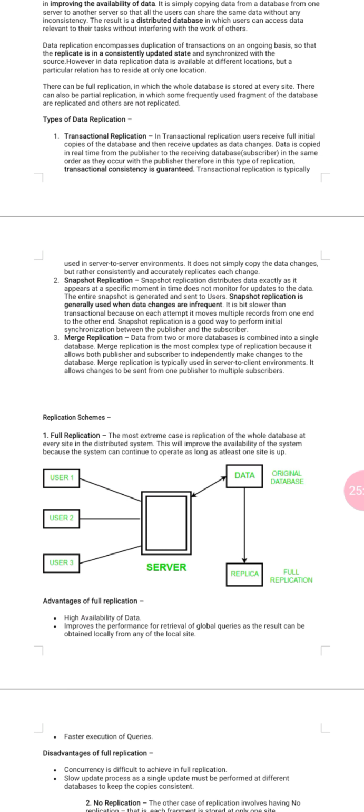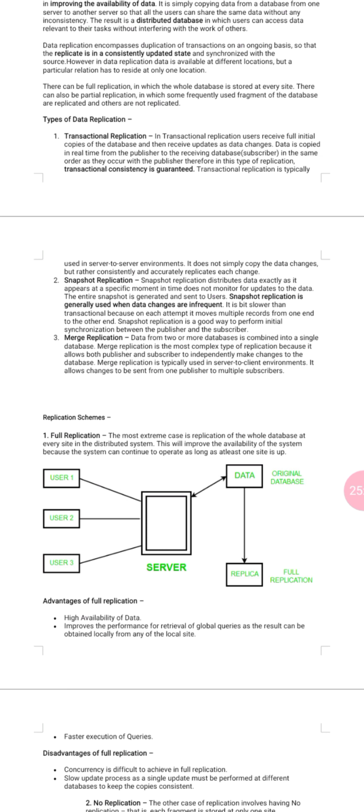Data replication encompasses duplication of transactions on an ongoing basis so that the replicate is in a consistently updated state and synchronized with the source. However, in data replication, data is available at different locations, but a particular relation has to reside at only one location, right? There can be full replication in which the whole database is stored at every site.